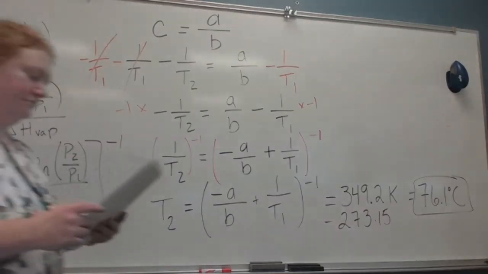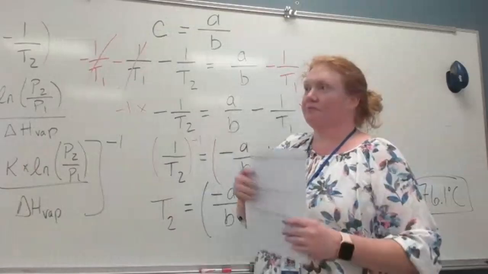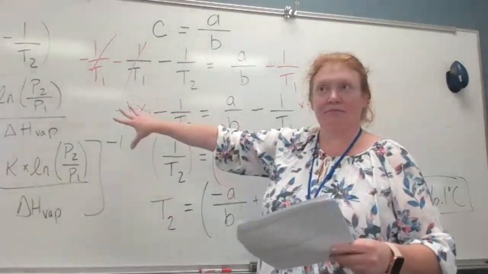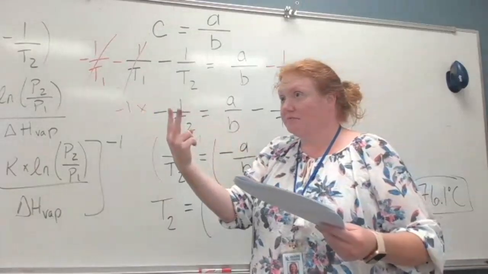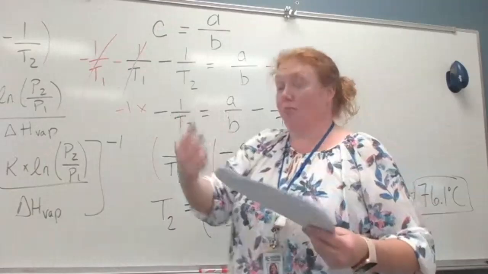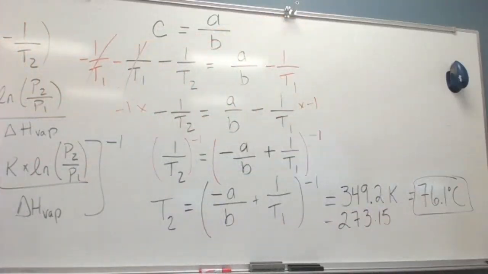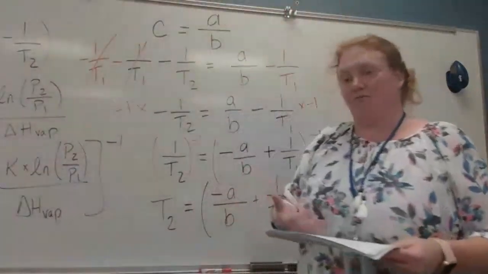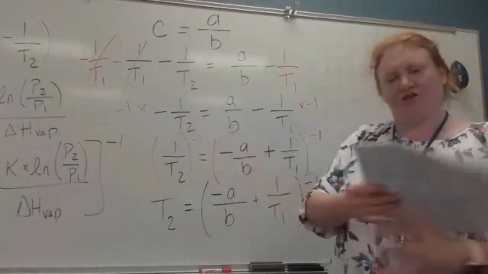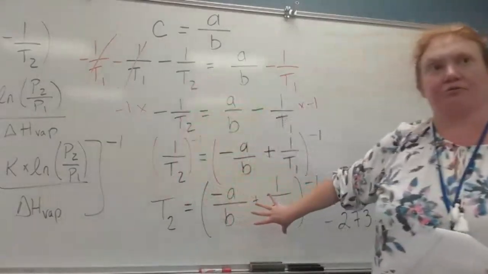There's 2 more in-class examples here. That was number 10. We've got number 11 and number 12. 11 and 12 both also use the Clausius-Clapeyron 2-point equation, solving for a couple of different things. One of them you're solving for delta H. The other one you're solving for a pressure. We practiced solving for a temperature, okay?